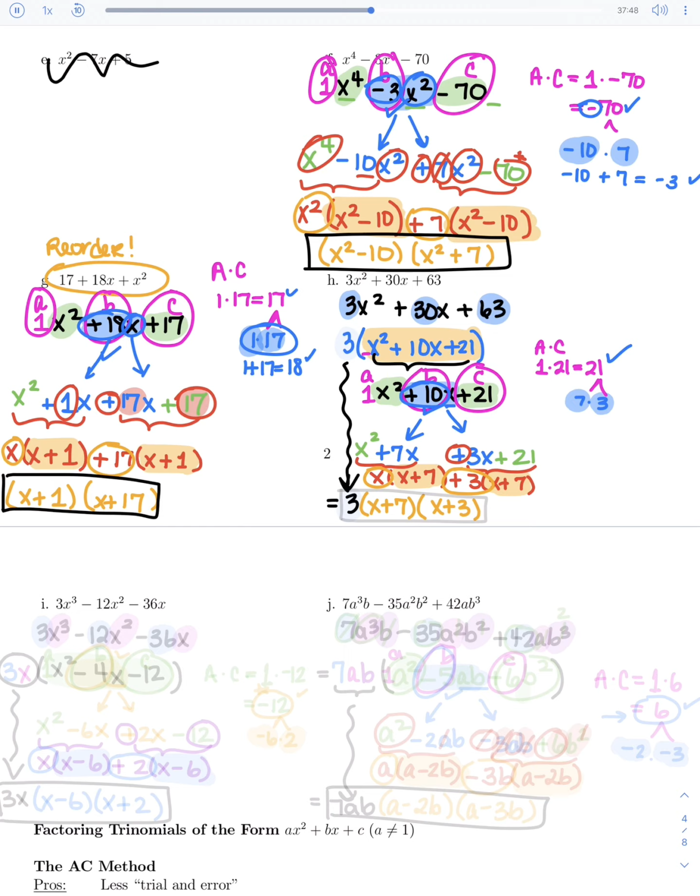So everything gets done the same as what you would have done normally. It's just we factored out this 3 first, and we didn't want to lose it, so we just carried it down to the bottom. That is the most commonly forgotten thing when you write your answer on a test. So get used to either bringing it down, or if you're doing this in my math lab, just type in the 3 so you don't forget it.